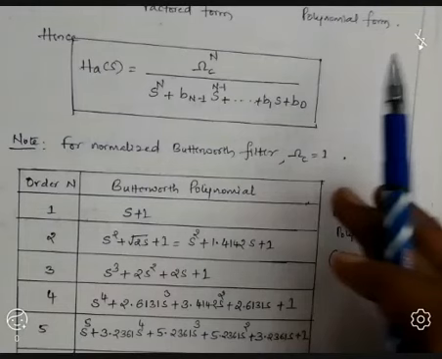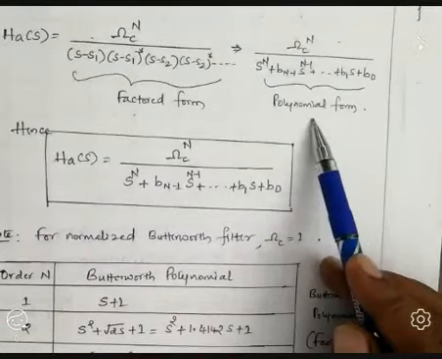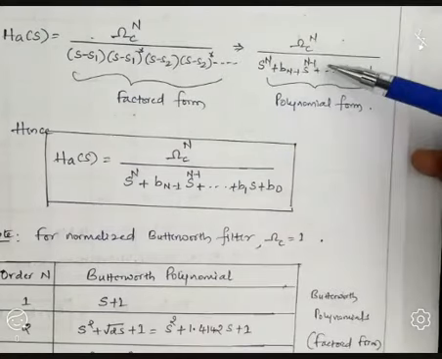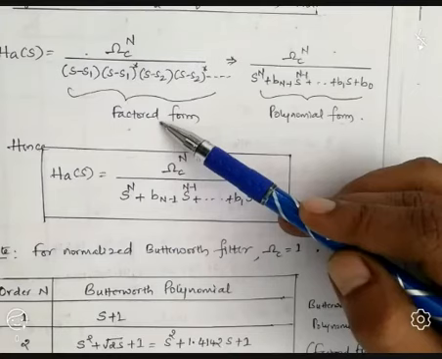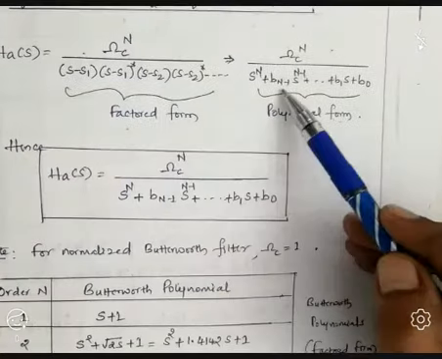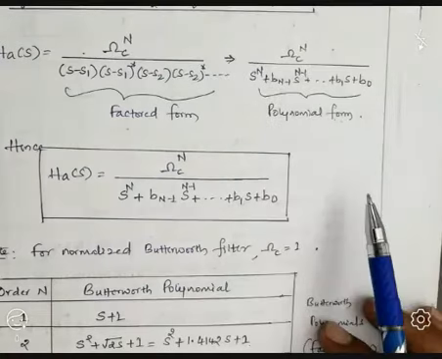And one more shortcut method for finding the system function is representing the system function in terms of polynomial form. This is factorial form. This is polynomial form. For that, the equation is omega c to the power n divided by s to the power n plus bn minus 1 multiplied by s to the power n minus 1 plus so on b1 into s plus b0. Okay, this is about polynomial form.